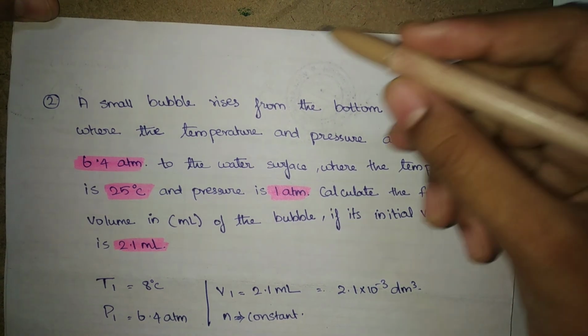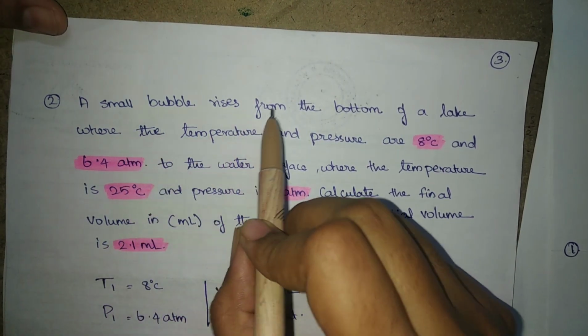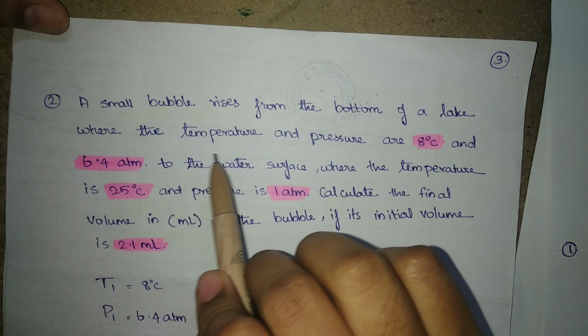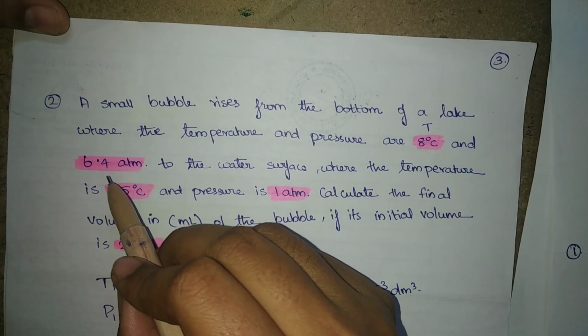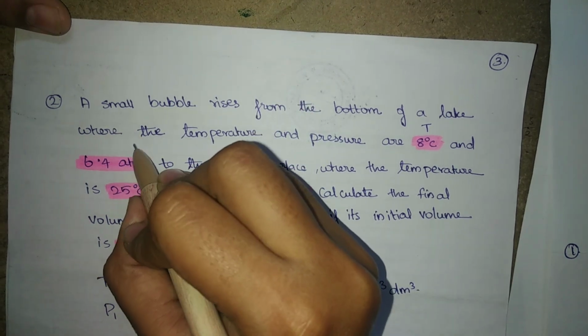Coming to the next question, the question is, a small bubble rises from the bottom of a lake where the temperature is 8 degrees Celsius and the pressure is 6.4 atmosphere, T1 and P1.